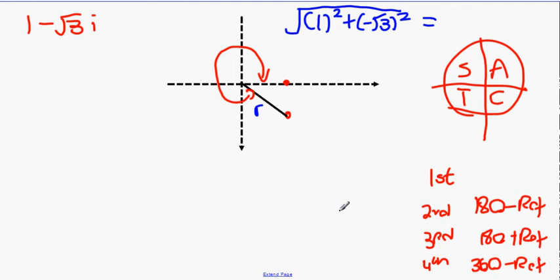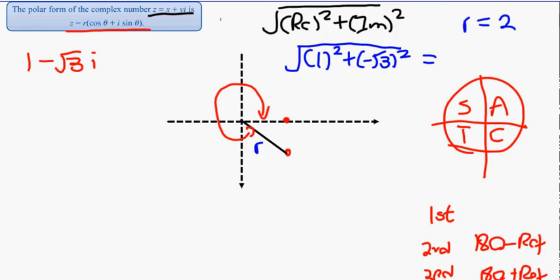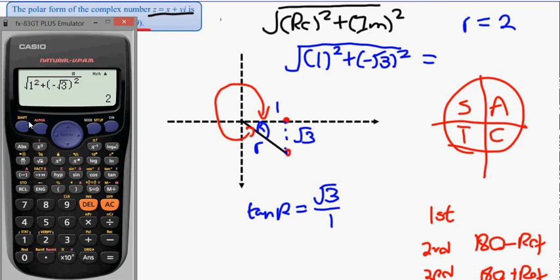Okay, so what we're going to do here is, we know that the reference angle is going to be root 3 down and 1 across. So for the reference angle R, tan R equals root 3 over 1. So tan inverse root 3, and find out what R is. So shift tan inverse root 3. Find out what R equals. R equals 60.